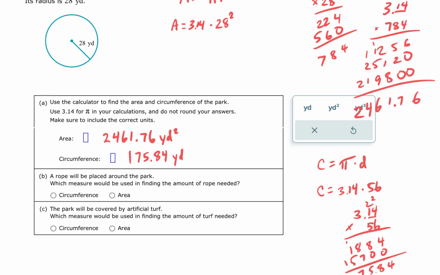Part B says a rope will be placed around the park. Which one shows the amount of rope needed? Again, it's going around the park. That is circumference. And the last part says the park will be covered by artificial turf. It's covered. That's the amount of space it's taking up, which is area.